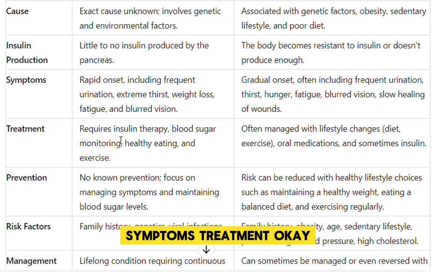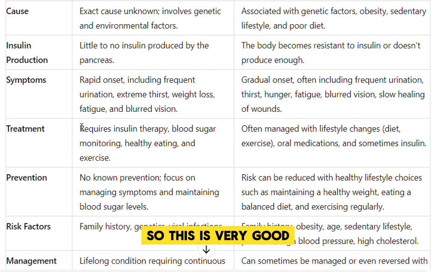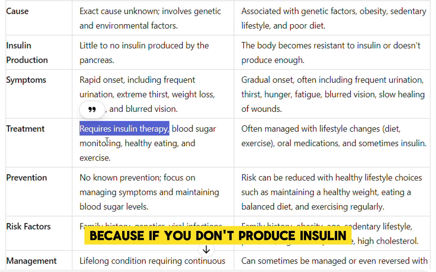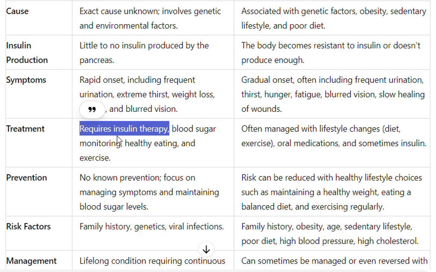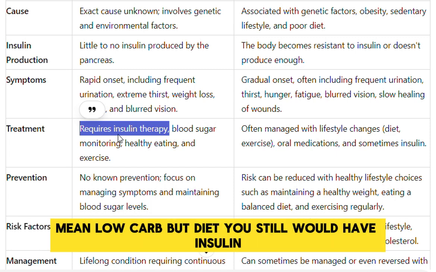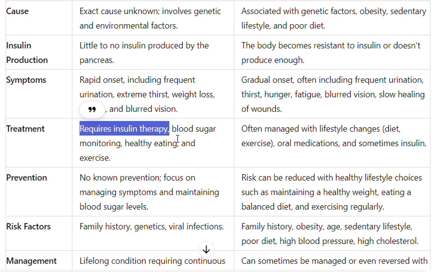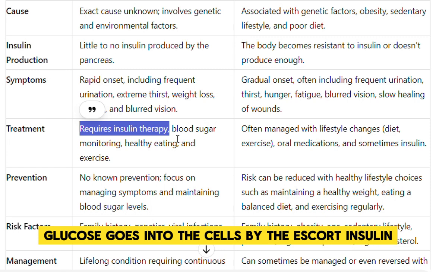Symptoms, treatment. Okay, requires insulin therapy, blood sugar monitoring, healthy eating, and exercise. So this is very good, because if you don't produce insulin, you would always get glucose floating around in the blood, regardless of having a low sugar diet, meaning a low carb diet. You still would have glucose floating around, and you do need insulin to help the glucose get into the cells, where glucose goes in escorted by insulin.